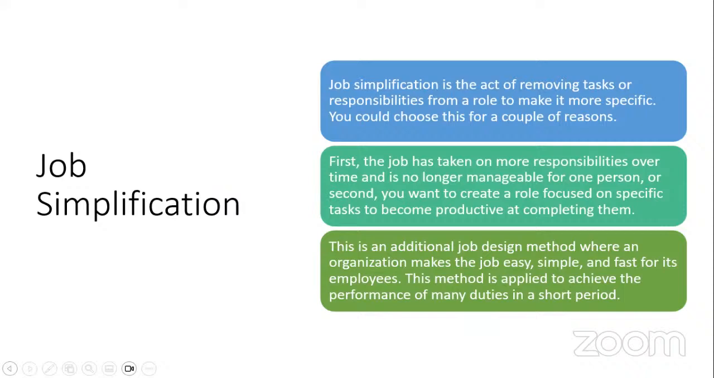You could choose this for a couple of reasons. First, the job has taken on more responsibilities over time and it's no longer manageable for one person. Or second, you want to create a role focused on a specific task to become productive in completing it. When a job is bulky, there's a way it can reduce productivity. So what job simplification does is help you narrow their energy, or preserve their energy, on a particular task at a time. All right, so it has to be simplified in such a way that it will not become bulky and they will not feel dissatisfied along the way.